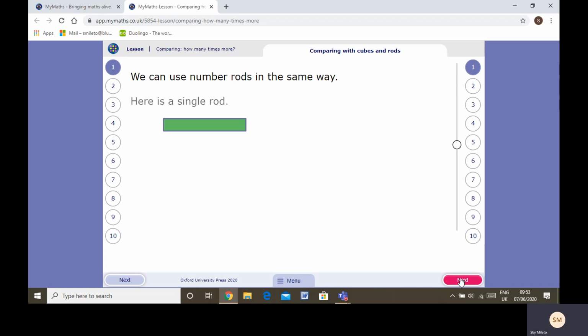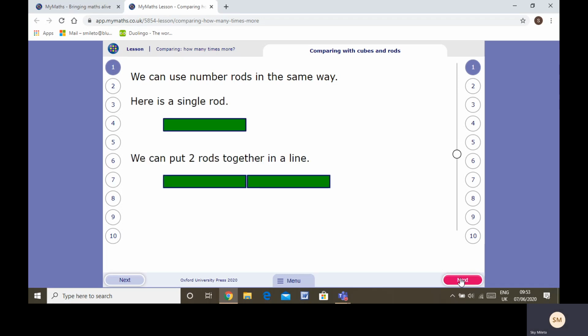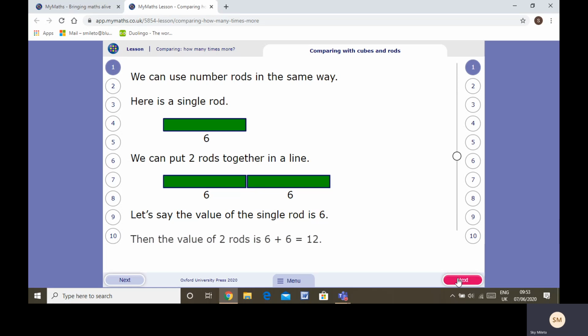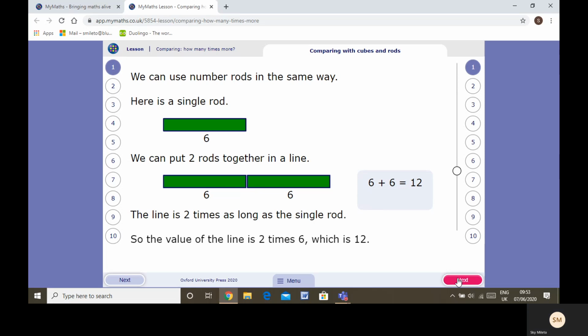So we can use number rods in the same way. Here's a single rod. We can put 2 rods together, and if the value of a single rod is 6, then because you've got 2 here, it would be 6 and 6, or 6 times 2. Okay, you can shout out the answer if you want. The value is 6 plus 6 equals 12, or you could change that to 6 times 2, because there's 2 rods of 6.